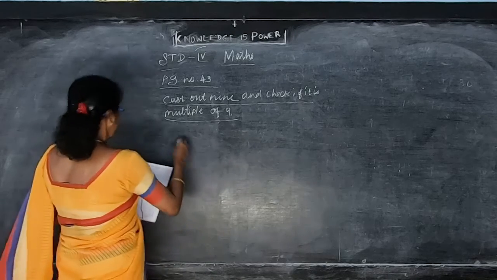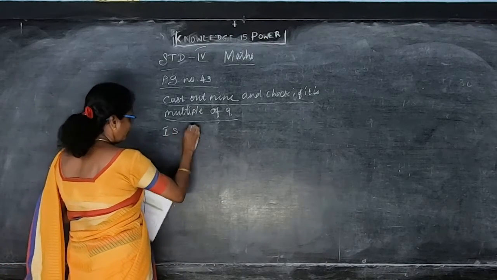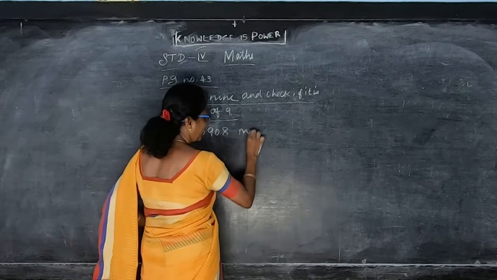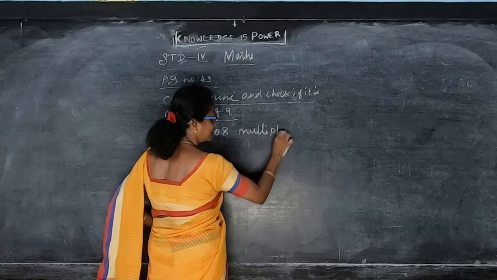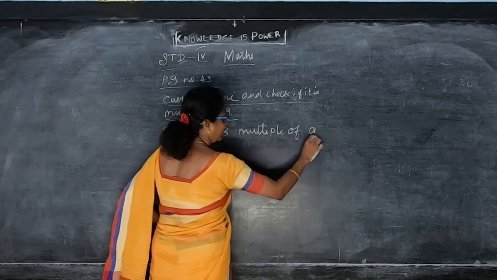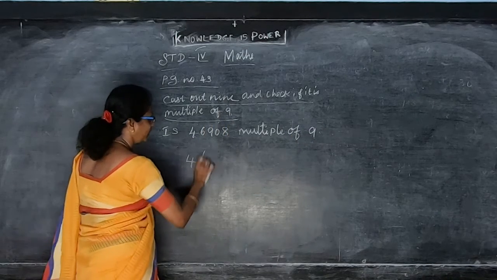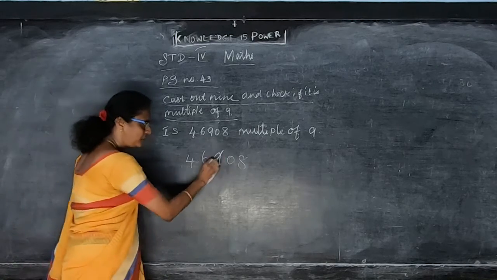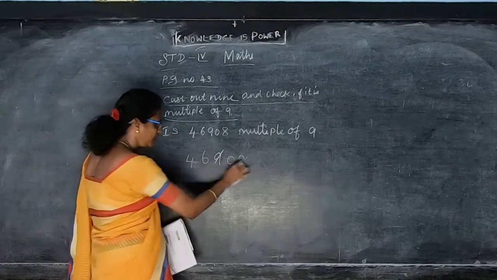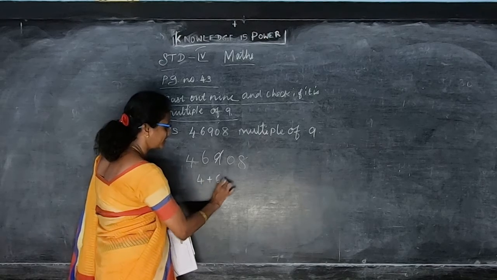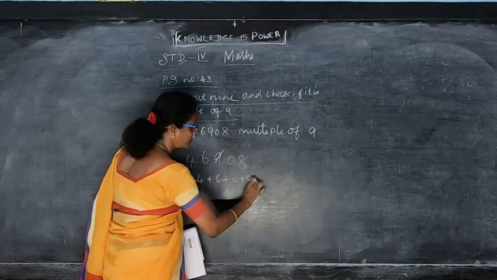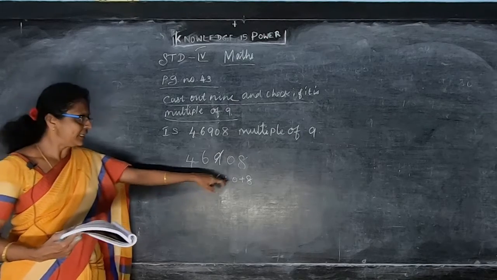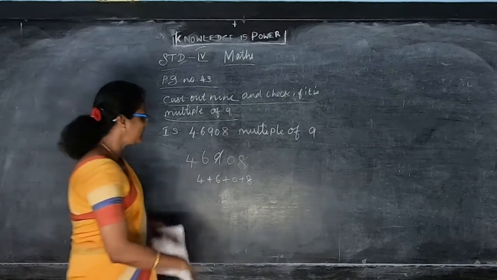Now they are given a number like this: is 46908 a multiple of 9? They are asking whether it is in the table of 9, a multiple of 9. So what you have to do is take out the number and write it like this. If the number 9 appears in it, strike it off. After striking it off, what numbers remain? 4 + 6 + 0 + 8. So add like this: 4 + 6 is 10, 10 + 0 is 10, 10 + 8 is 18.